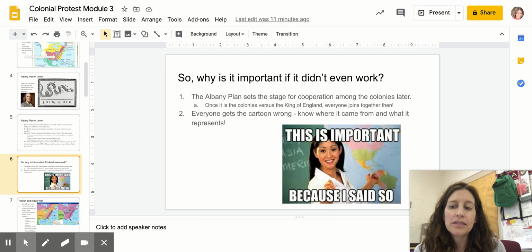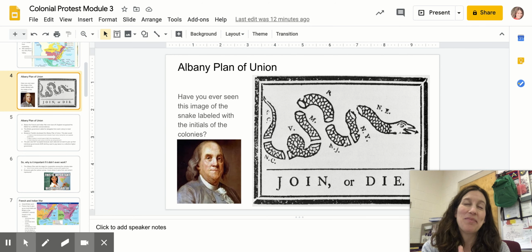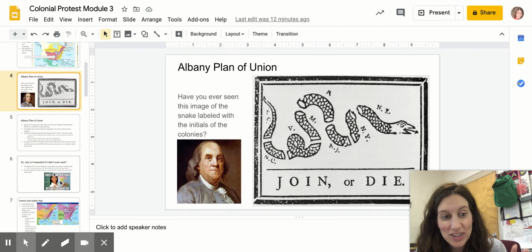Okay, and nobody knows where this cartoon comes from. So please know that this cartoon came from before the French and Indian War. This cartoon is not from the American Revolution, and that drives me nuts that people think this cartoon's from the American Revolution. It is not. It is from before the American Revolution. It is from before the French and Indian War kicks off.